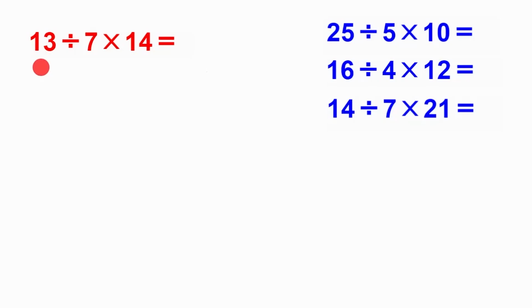Okay, we have an example. 13 divided by 7 has to be multiplied by 14. Obviously, we have to follow BEDMAS or PEMDAS. We have to go from left to right because it's a combination of division and multiplication. We have to do the division first. But if we divide the 13 by the 7, we end up with fractions, and we can't do that without a calculator.